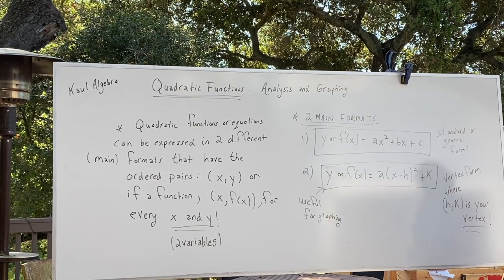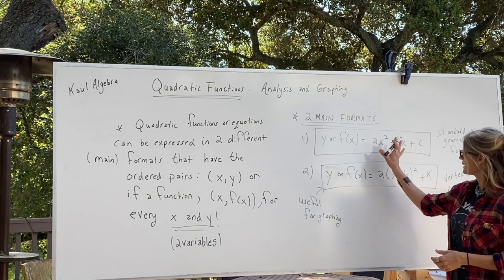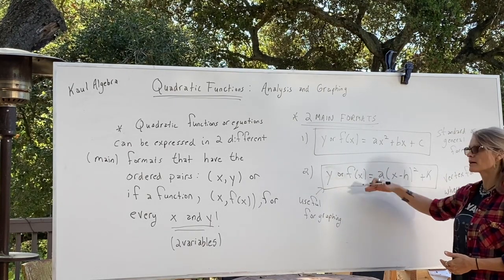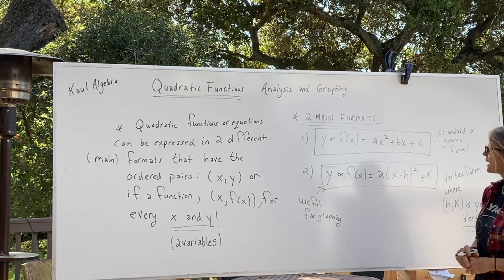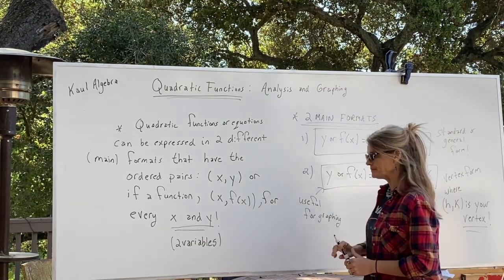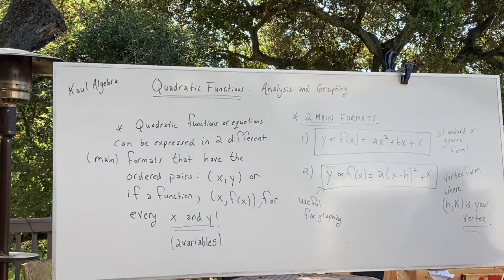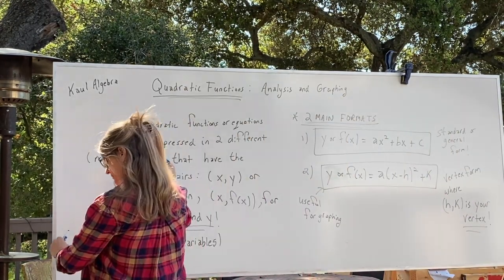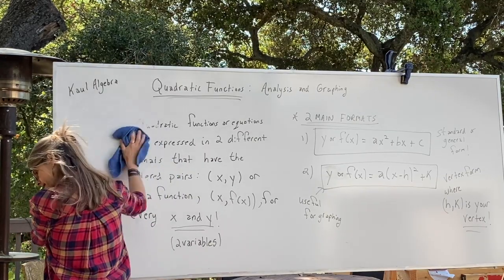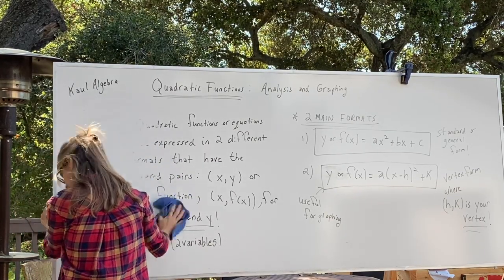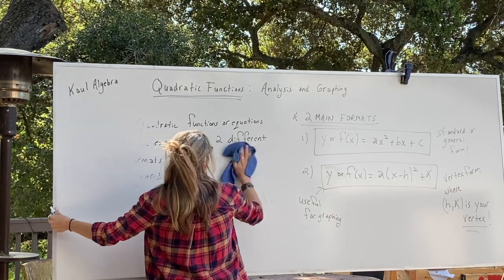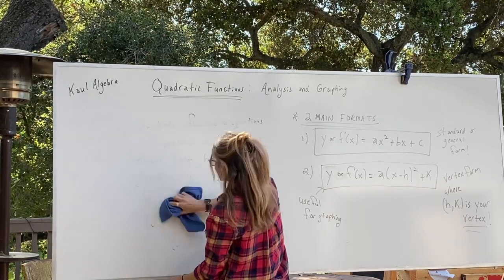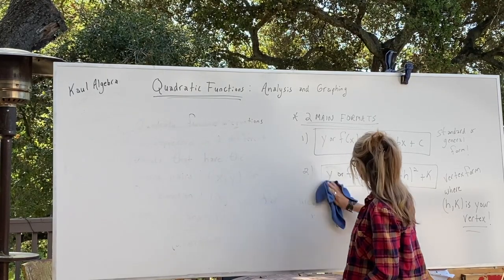Okay, we're going to look at what the vertex means. So we're going to look at some of the properties of quadratic functions. We're going to get used to rewriting it back and forth depending upon what we want to do. And these are the main formats we're going to work with. Okay, next. Our next step is to look at some of the properties of quadratic functions.